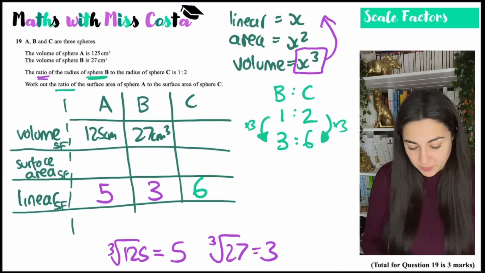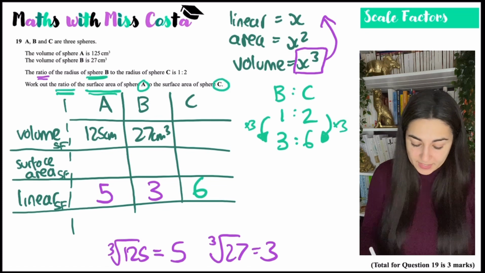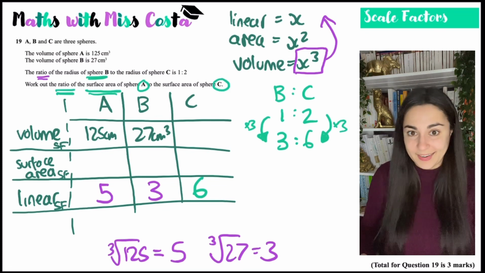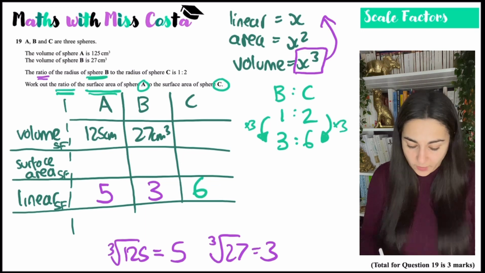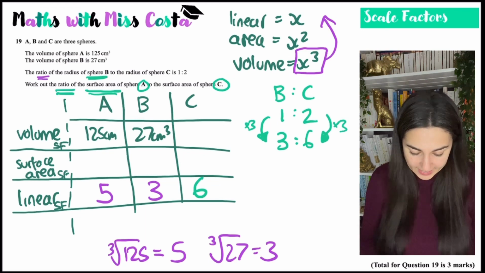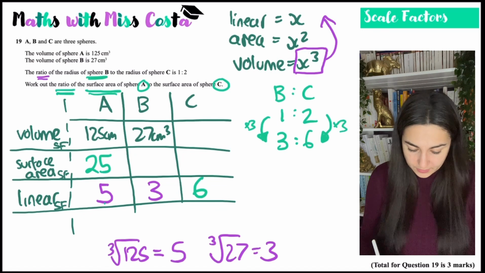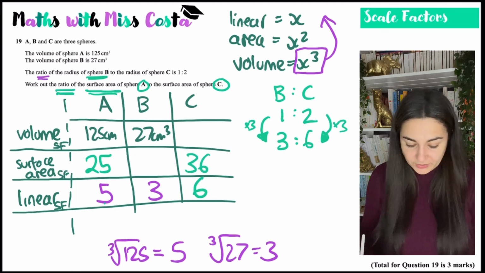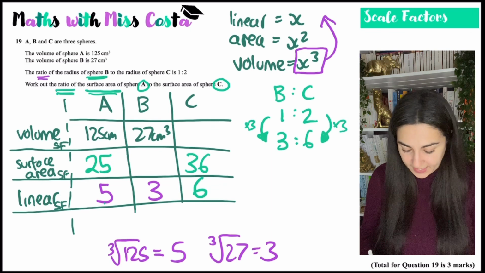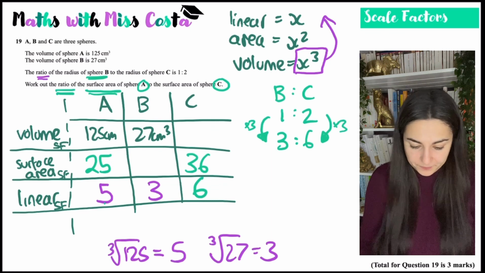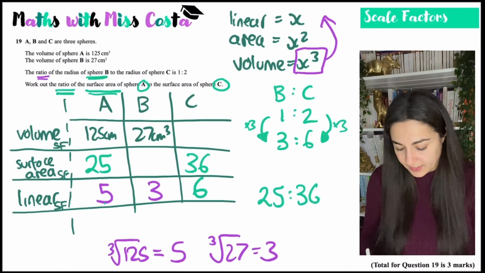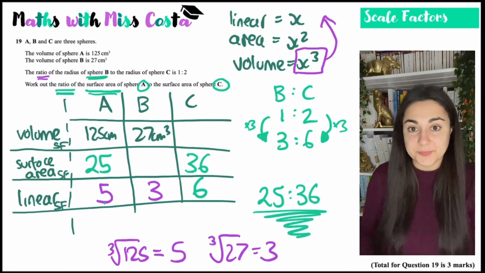Now what I need to do is work out the ratio of the surface area of sphere A to the surface area of sphere C. So I know that my linear scale factors are 5, 3 and 6. To work out my area scale factors, I would square them. So I only need to do that for A, which is 5. So 5 squared is 25. And sphere C would be 6 squared, which is 36. So the ratio of the surface area of sphere A to the surface area of sphere C would be 25 to 36. And that's how I'd do this question.